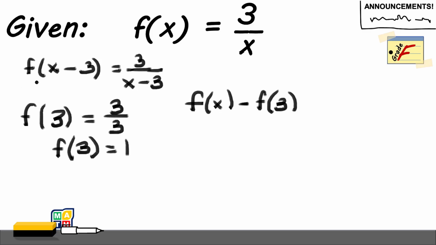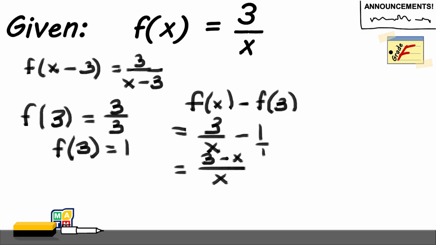Because the results of f of x minus 3 and f of x minus f of 3 will have different forms. Since we already have the representation for f of x, that's 3 over x, minus f of 3, which is 1. Of course, we can look for the LCD of this or combine them into one expression. Your LCD is x. x divided by x is 1 times 3. You have 3 here. And then x divided by 1, its denominator, is x times 1. We have x. And of course, the operation is minus.